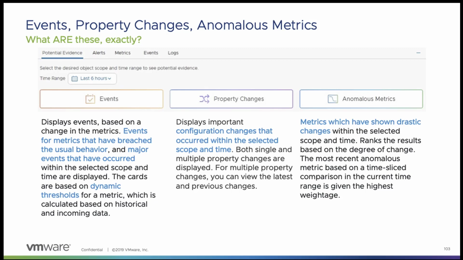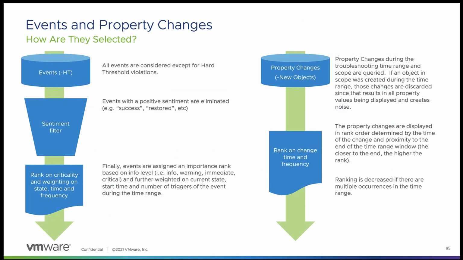And then anomalous metrics, so metrics that have a more drastic change within that time and scope. This is going to rank the results based on a degree of change, and the most recent ones are going to be given the highest weightage. So let's take a look at the first two. Let's dive a little deeper into that, the first two parts being events and property changes.